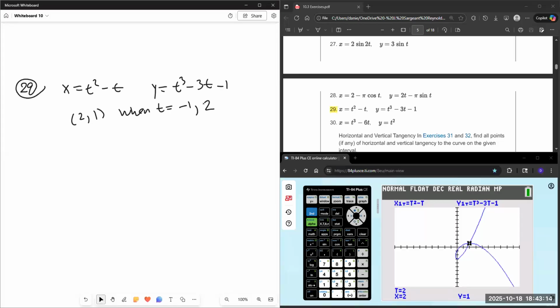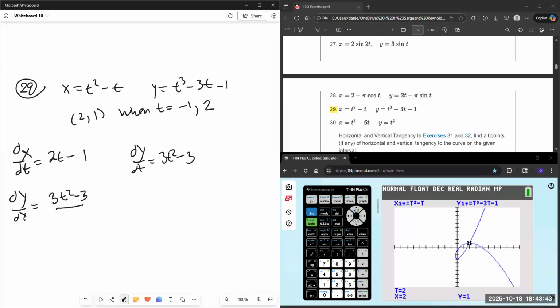So dx/dt is 2t minus 1. dy/dt is 3t squared minus 3. dy/dx is 3t squared minus 3 over 2t minus 1.